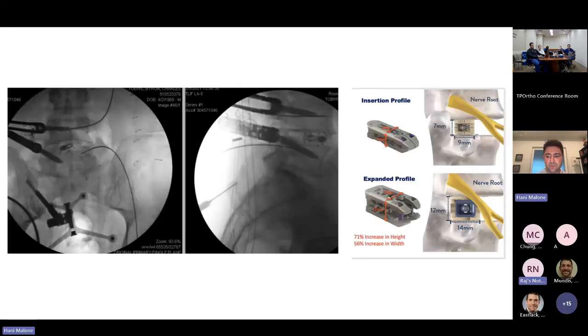This is that cage that I used. I don't really use it anymore. I've tried to move towards getting banana cages way out front, but it was helpful for that subsidence issue.